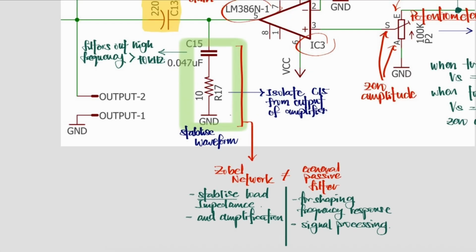I understand that after the output of op-amp at pin 5, this part before C13 looks a lot like a passive filter, but it is not. Upon further research, it is a Zobel network. The Zobel network is designed to stabilize load impedance, especially in an amplifier system, whereas passive filters are designed to shape frequency response. The Zobel network is made of a resistor and a capacitor in series connected across a load, and its main purpose differs from a passive circuit. In this case, I can confirm that the Zobel network is being used because the load is the speaker at the end point.